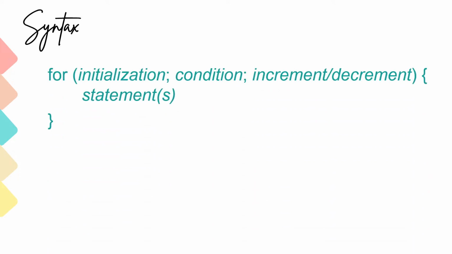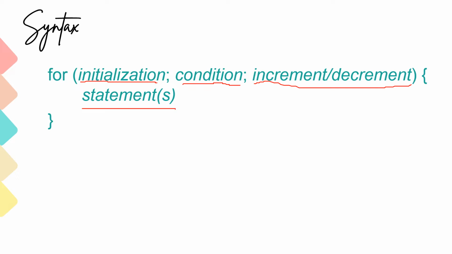That's one. Okay. We have here the keyword for, and then inside the parentheses, we have initialization, condition, increment/decrement. And then open curly brace, close curly brace, statement or statements.